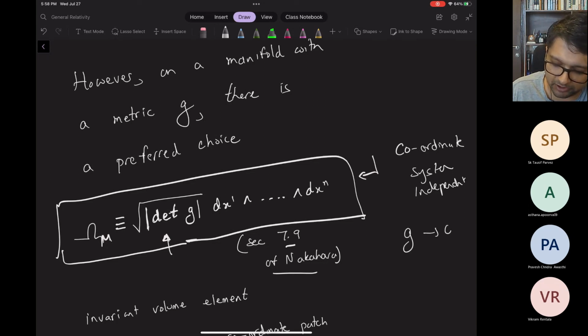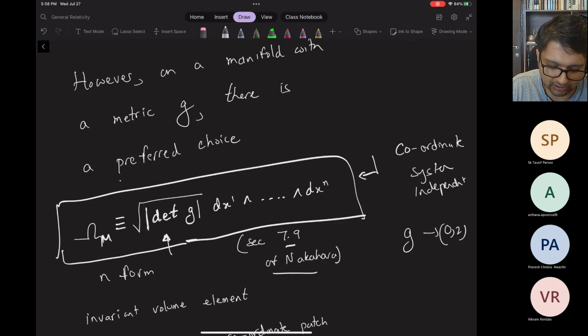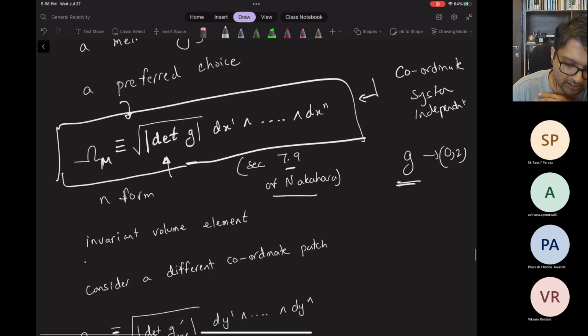So you're given a particular 0-2 form. Using this 0-2 form, it turns out that there's a particular n form that you can define on the manifold, which is this one. And this one turns out to be coordinate system independent. Therefore, given a metric on the manifold, this is now a preferred integration measure. This is called an invariant volume element.